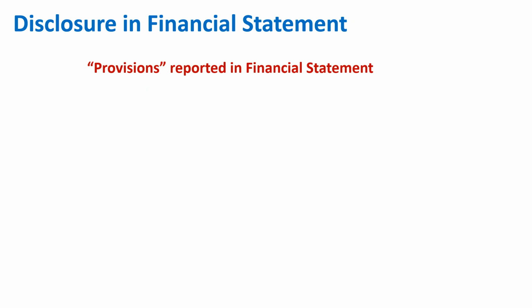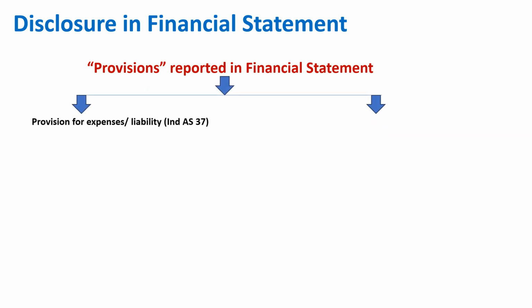So provisions reported in the financial statement can be classified into two categories. One is provision for expense liability, what we understood now under Ind AS 37, correct? It is a liability. You have to keep in mind that provision means it is a liability, nothing else. Now, there is provision for losses as well, and this is covered under a different Ind AS. I'll come back later and show you an example as well.